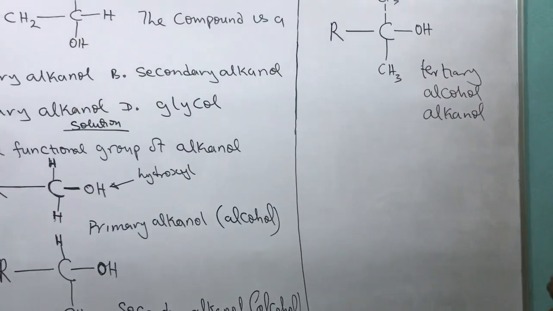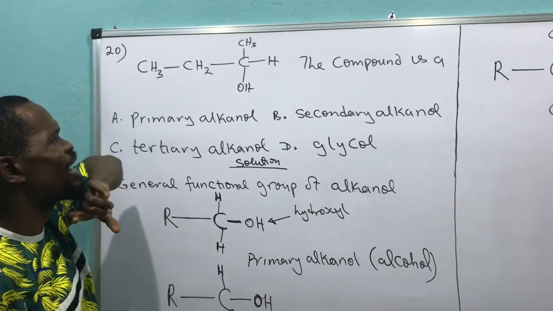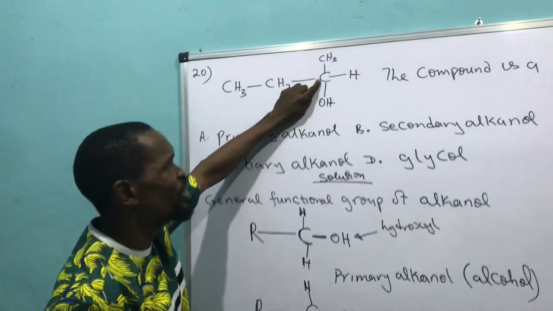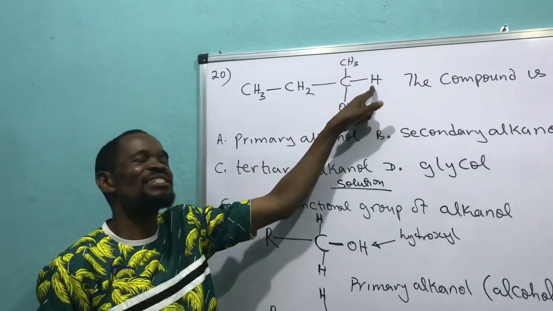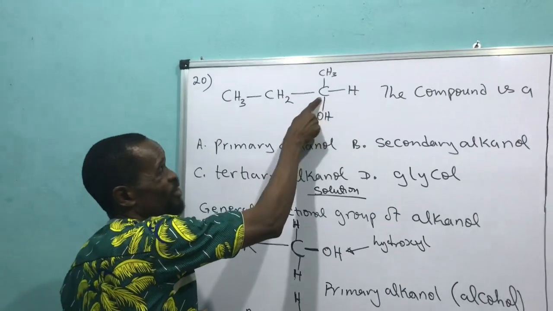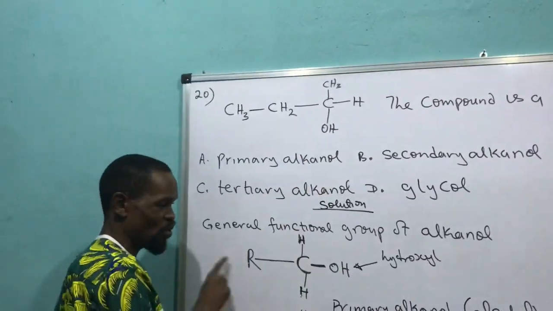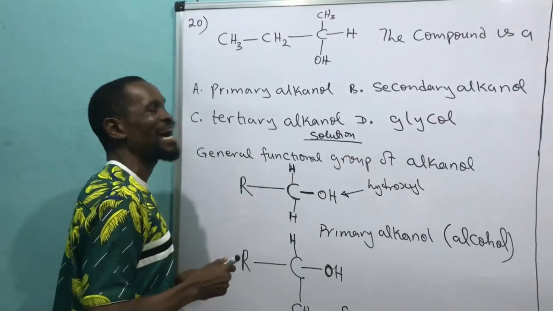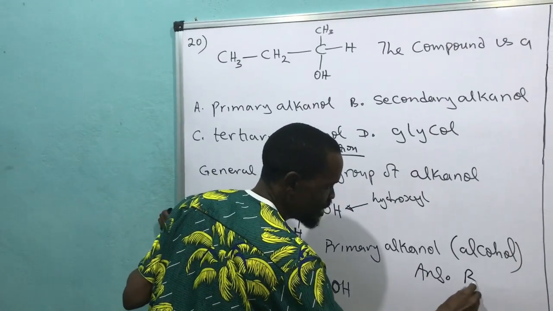Then let's go to the options they give us. Looking at this one now, look at the carbon carrying the OH here. How many hydrogens does it have? It has one hydrogen. So I can call this secondary alcohol, because it has only one hydrogen attached to the carbon carrying the OH. I will look at my options here. You see, B is secondary alkanol. So my answer is option B.